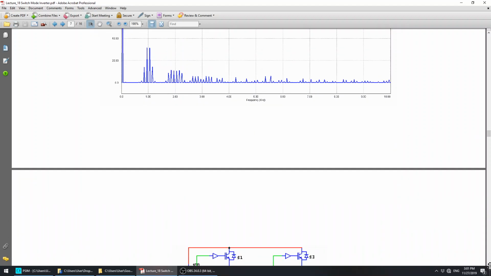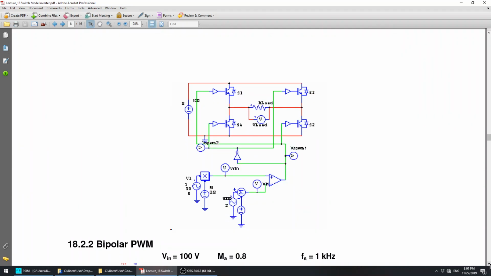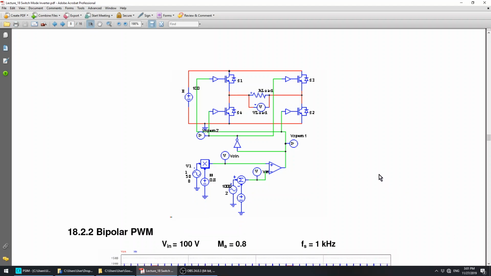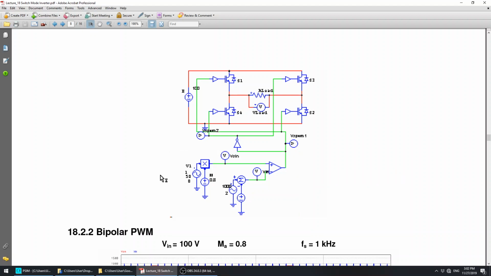Okay, now we proceed with the bipolar PWM. For bipolar PWM, the first thing that you need to notice or be aware of is that we only require one comparator. A single comparator is used, compared to the unipolar PWM, whereby you need to have two comparators. So you have only one comparator, and we'll just look at the output of the comparator.